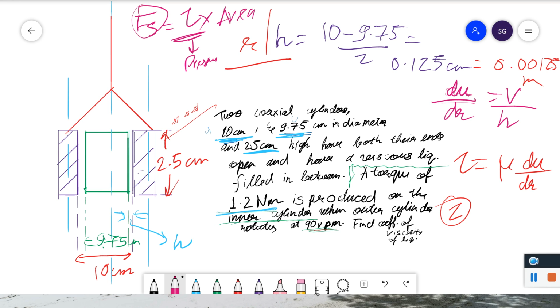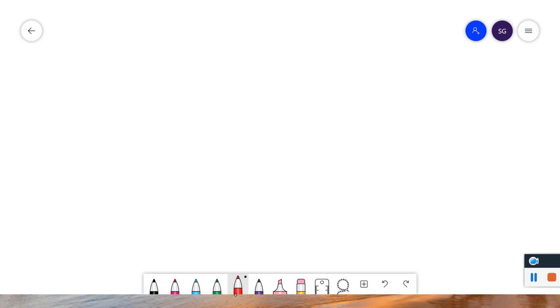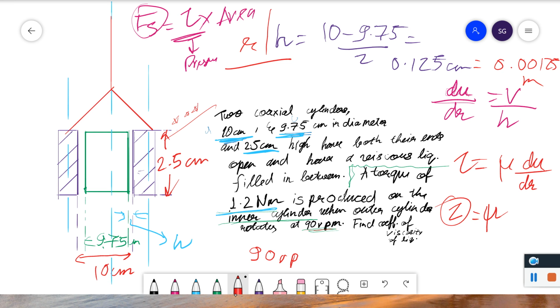here let's calculate the first value of torque, that is mu u. What is u here? U here is 90 rpm. So first of all, let's convert the 90 rpm into radians. The direct formula, I've told you how to derive the formula, but the direct formula is, the radians is pi dn upon 60.